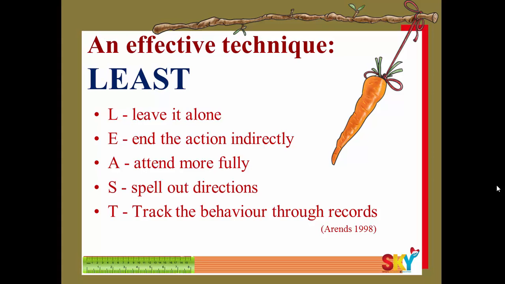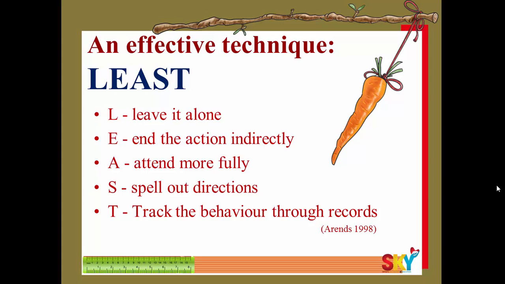Number 2 is E: end the action indirectly. I didn't have to go and reprimand the teacher. All I did is next time a teacher says, why don't you just promise the teacher that we will not be shouting at the top of our voices? You ended the action indirectly. A is attend to it more fully. Believe me, there is no better technique than paying attention. The moment a teacher pays attention to a child's need, the discipline meter actually increases in the school, and indiscipline goes down.